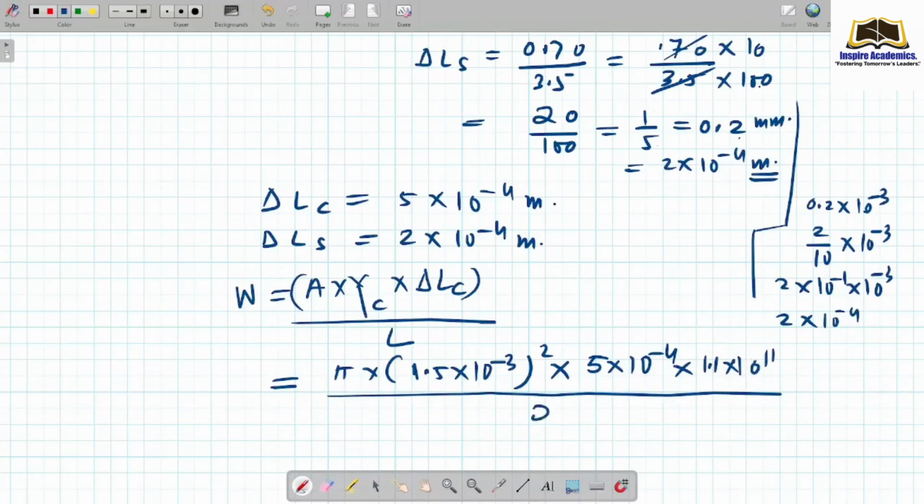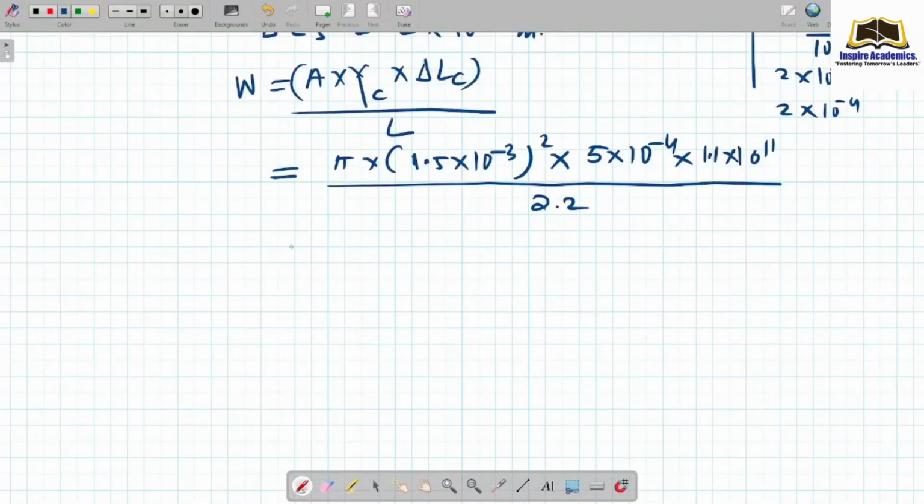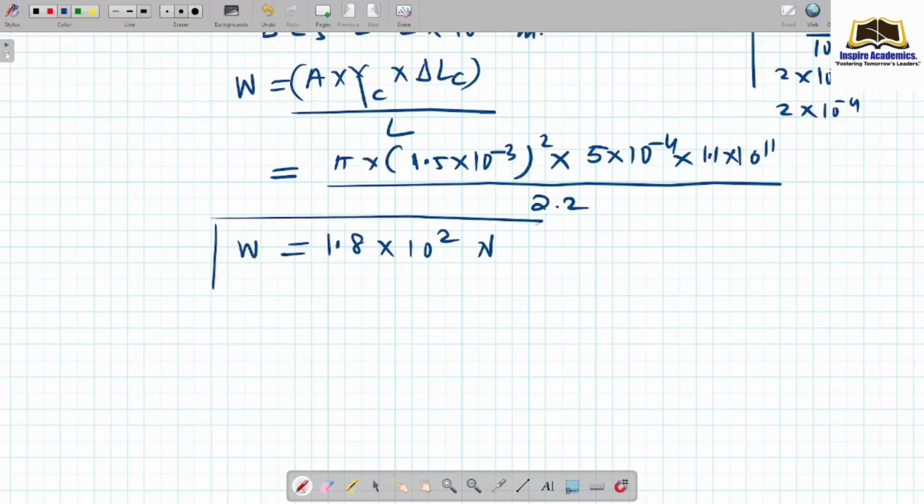सो एल हो जाएगा 2.2. सो ये फाइनली आपका 1.8 इंटू 10 टू द पावर 2 न्यूटन ये आपका लोड की वैल्यू आ गई. अप्लाइड जो लोड था वो ऐसे. दिस क्वेश्चन इज यूजुअली may come in exam, so it's an important question.